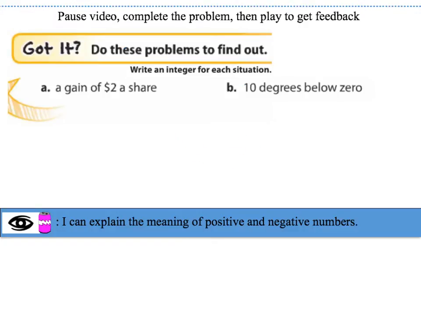So pause the video, complete these got it problems, and then play it back for some feedback. Now that you had some time to finish these problems, the answer for letter A is the integer 2, and the answer for letter B is the integer negative 10.